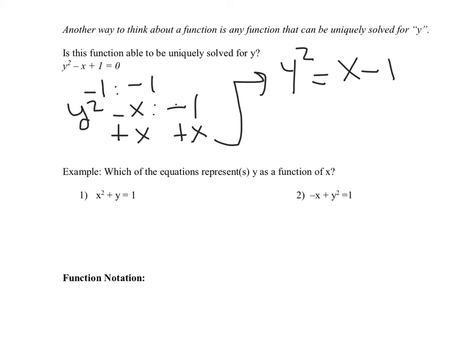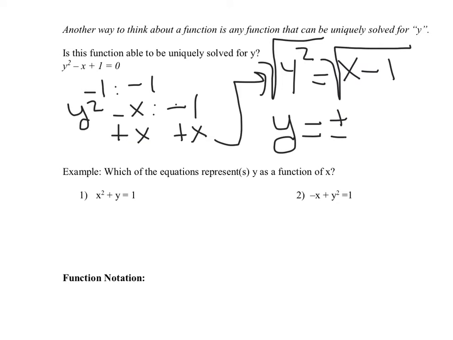And now here's what happens when we take the square root. When we take the square root of this y squared, what ends up happening is we get y on the left, but on the right we get a plus or minus square root of x minus 1. And because we have this plus or minus value, y can be positive or negative. In this case, we don't have a solution unique for y. So this particular equation would not be a function.